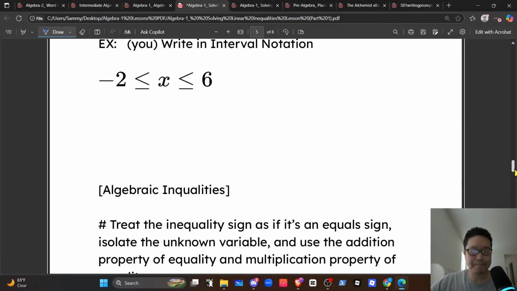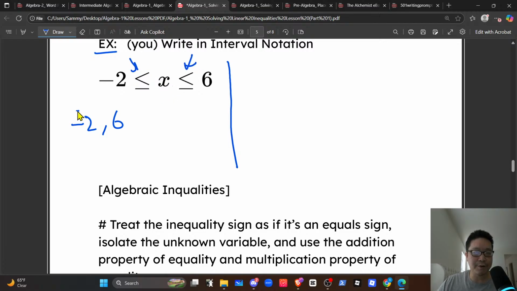Let's try out another example, same type. So again, no need to break it up into two separate inequality statements using and. It's just asking for all numbers between -2 and 6, and then you just look at the signs. Both of them are non-strict inequalities, so you're going to use square brackets, meaning they include -2 and they include 6. And so that would be your answer in interval notation.